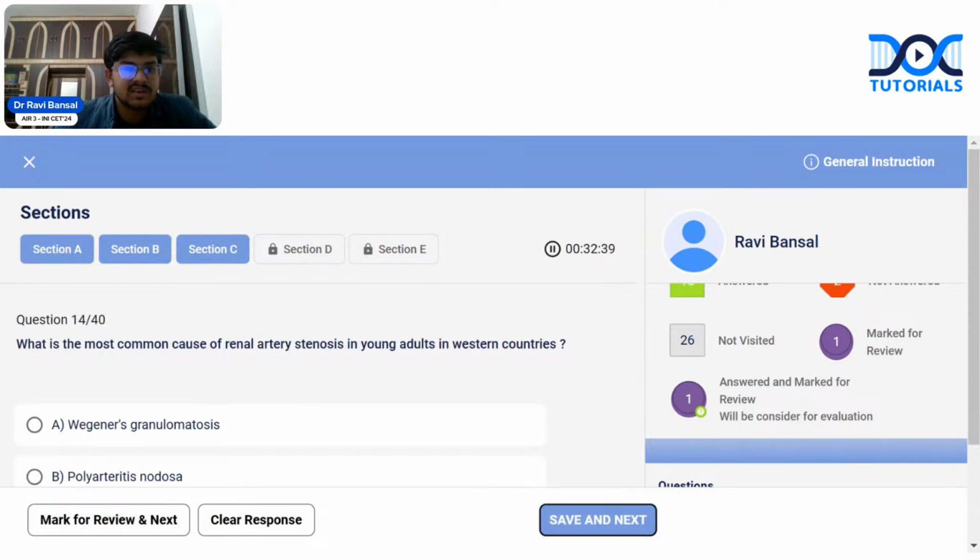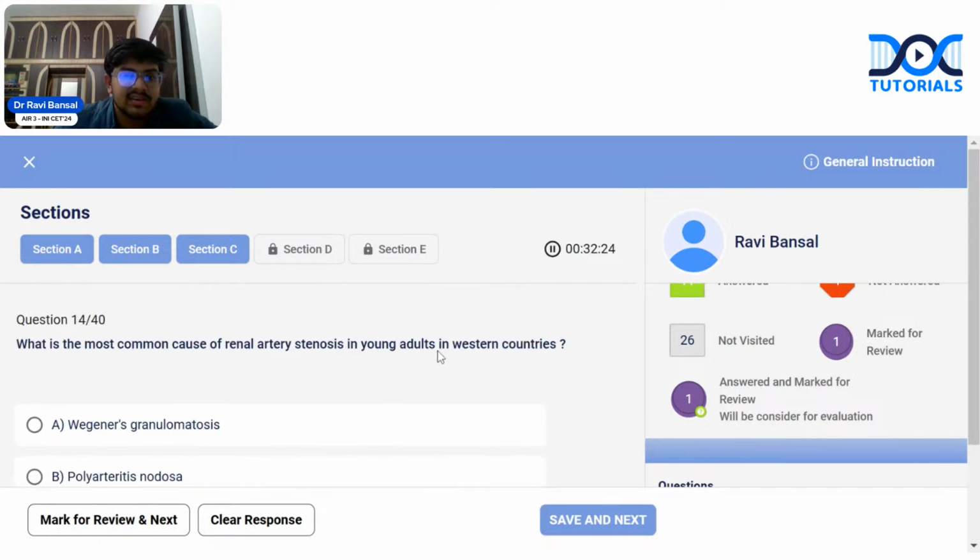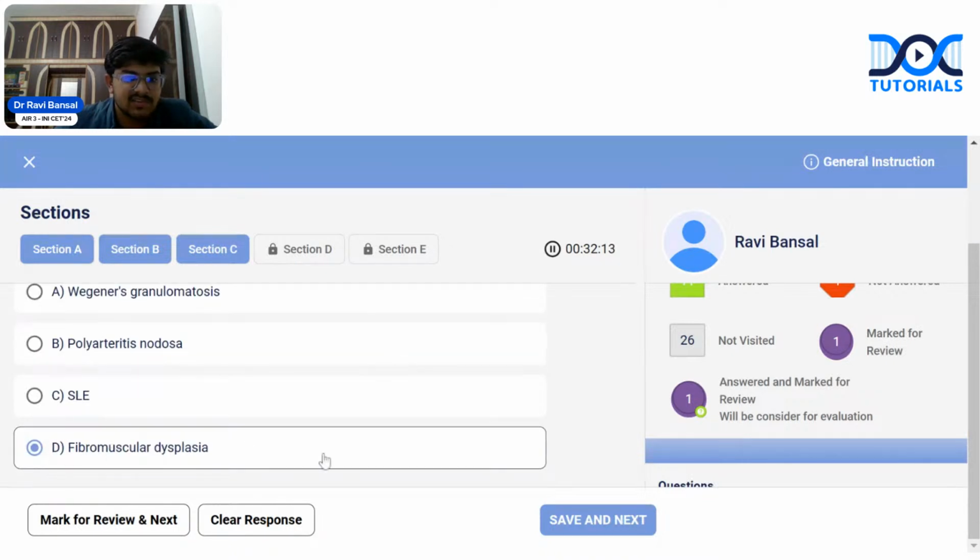Most common cause of renal artery stenosis in young adults in Western countries. So for renal artery stenosis, they have given young and also Western countries. So fibromuscular dysplasia, I think, is the most common in Western countries. If they ask about Indian or Asian countries, then Takayasu is most common in young adults, and in old people, atherosclerosis is most common. So I think in Western countries, fibromuscular dysplasia is the most common cause of renal artery stenosis.